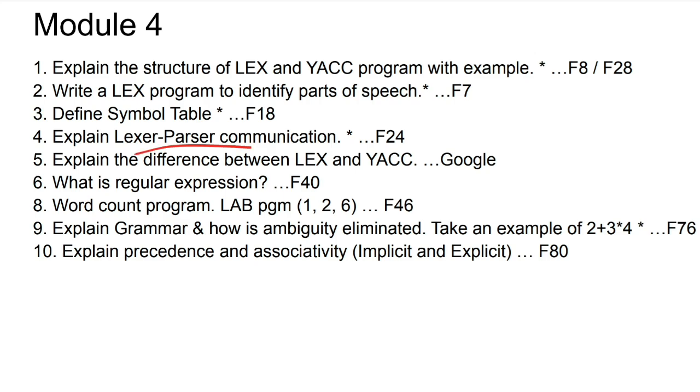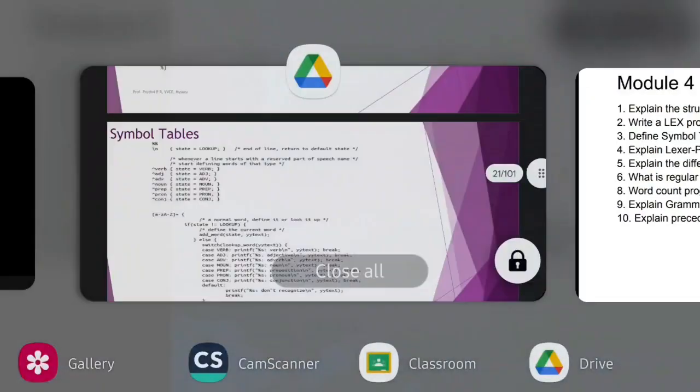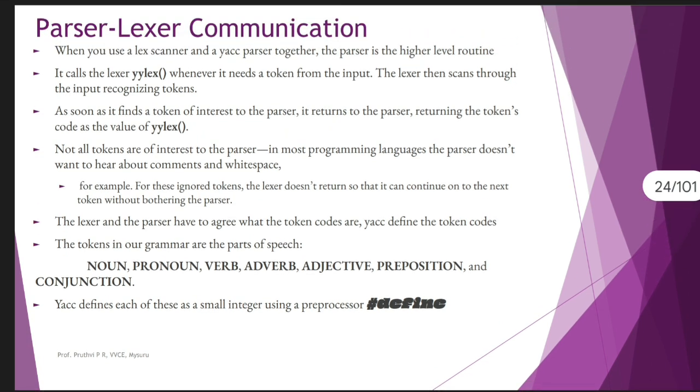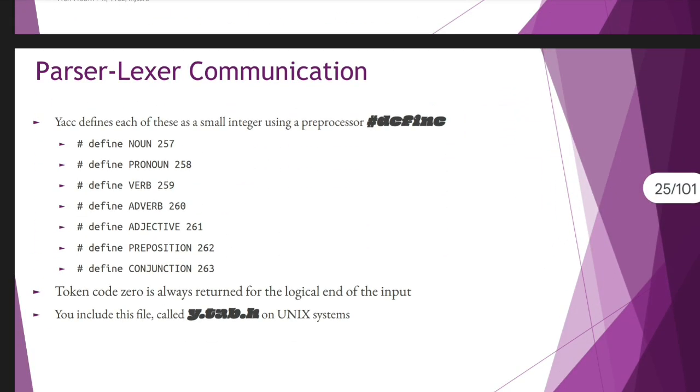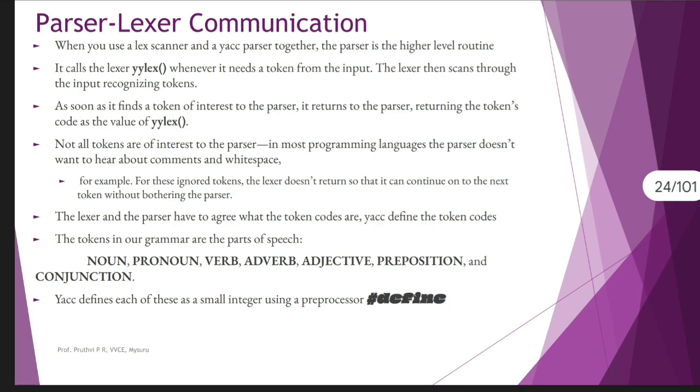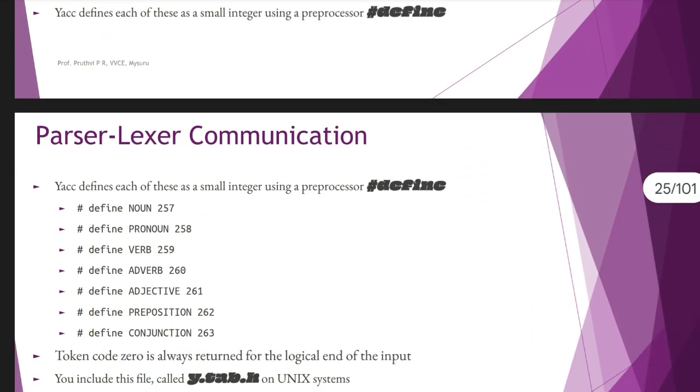And explain the Lexer-Parser communication, a very important question. It's on page number 24. How do the Lexer and Parser communicate with each other? What are the different tokens exchanged? And when they refer to the symbol table, those are the things defined here. These are basically 2 pages you have to go through, so you'll get the concept of what you have to write.